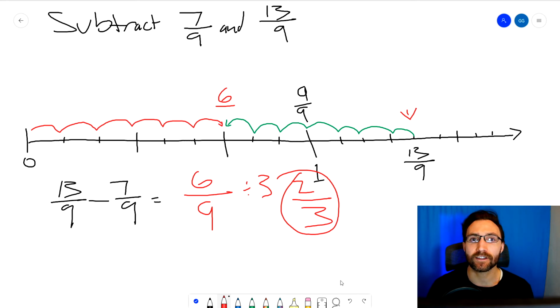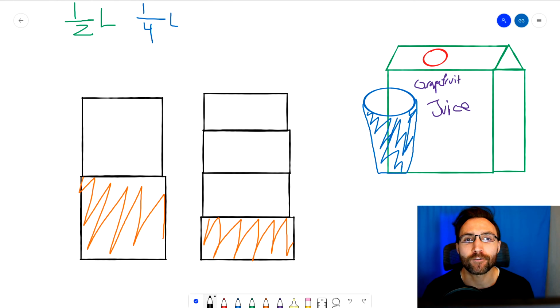All right, so now let's get into how to add and subtract fractions with related denominators. For our first problem to learn how to add or subtract fractions with related denominators, let's look at this problem on the board or on the screen.